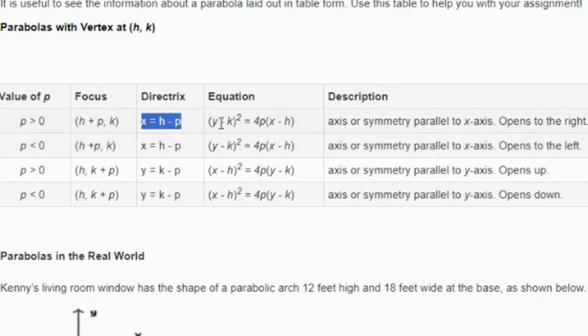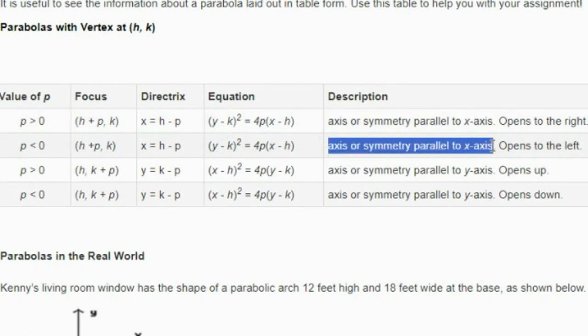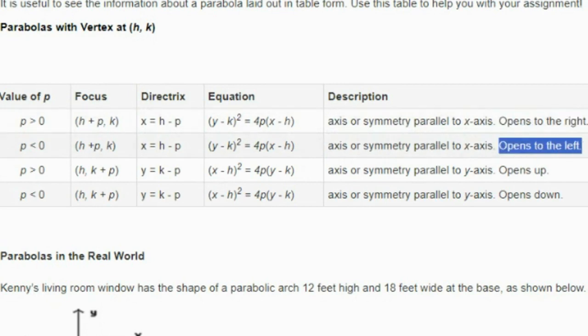And this is the equation, y minus k squared. So this is an axis of symmetry parallel to the x-axis. Both of these first two are horizontal, opening left, opening right parabolas. This one opens to the right. This one opens to the left. All right, so there's the little table that shows you how to find the focus and directrix and the equation. And here's the up and down. If p is greater than 0, it opens up. If p is less than 0, it opens down. And here's how to find the focus and the directrix and the equation.